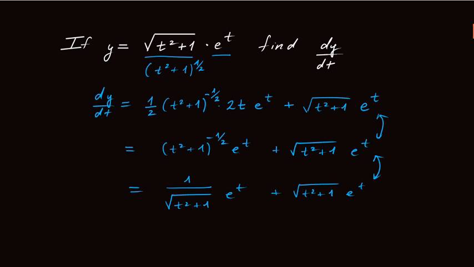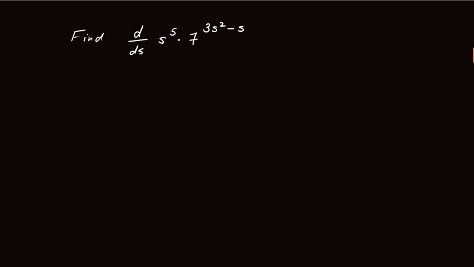Okay, one more example using chain rule and product rule. Here it is, s to the 5th times 7 to the 3s squared minus s. Again, we have a product, s to the fifth times this. And the last thing we do in evaluating this expression is evaluating the product. So we're going to use the product rule first.